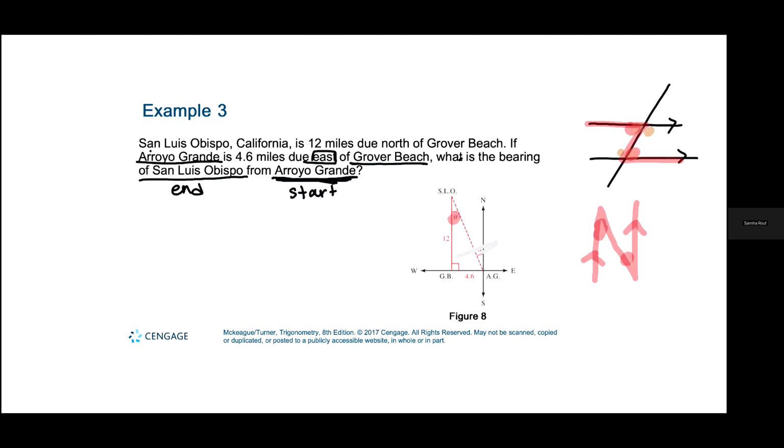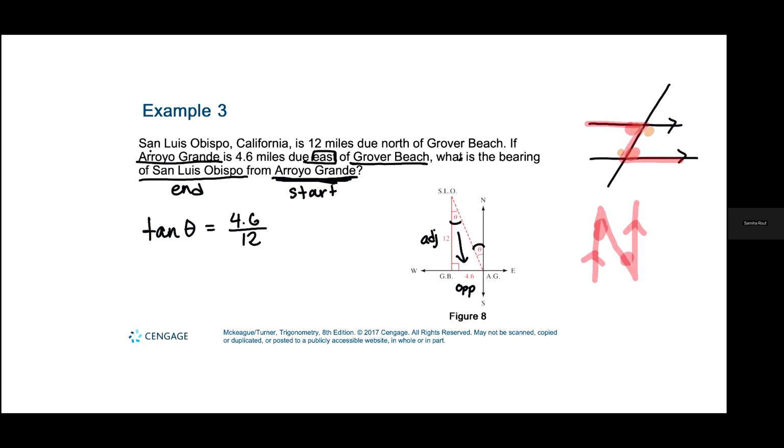So by using alternating angles, we have now this triangle. To find this bearing, I just need to solve the angle here. Well, for this triangle, this is the opposite side, and then this would be the adjacent side. So which function connects the opposite and adjacent? It would be tangent. So tangent of theta has to be equal to 4.6 over 12.